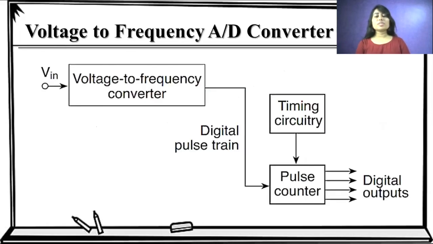Here we have a basic diagram of the voltage to frequency analog to digital converter. This analog input is given to the voltage to frequency converter, so this analog voltage is converted in terms of frequency. Now this frequency is given to the pulse counter to count the value into digital form, and this timing circuitry controls the voltage to frequency converter using a clock signal. So this pulse train is converted into digital output using the pulse counter.